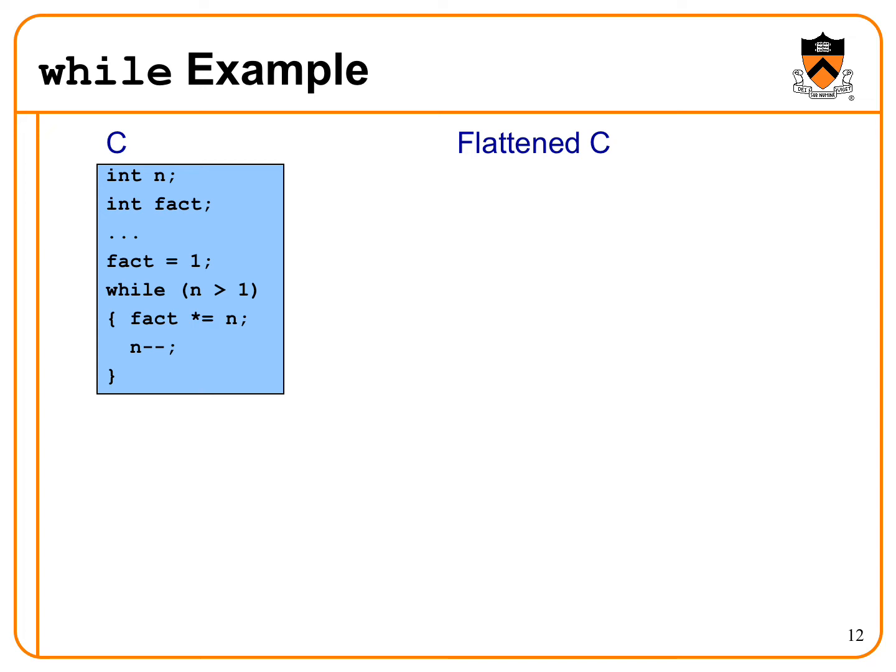Let's move on, more complicated still, not just conditionals, but iteration. Here's a simple iterative program to compute n factorial. Pause the video here and write your flattened C.